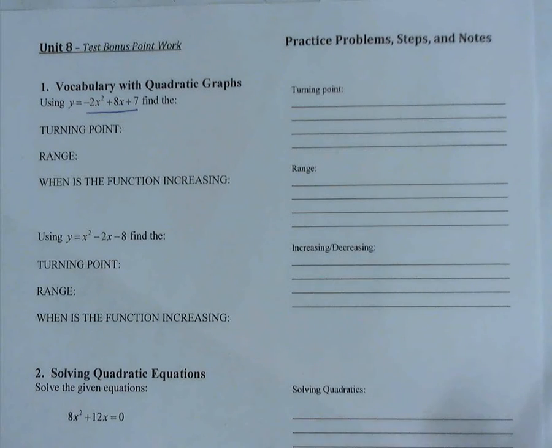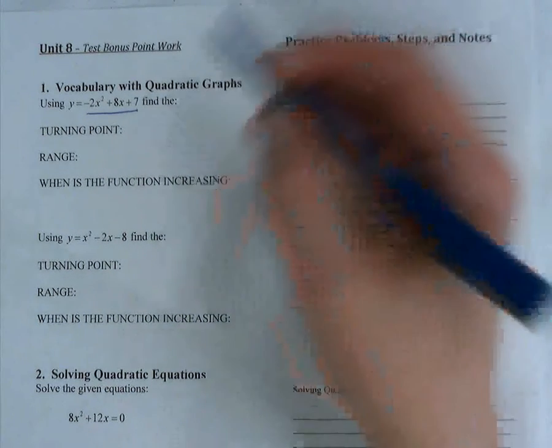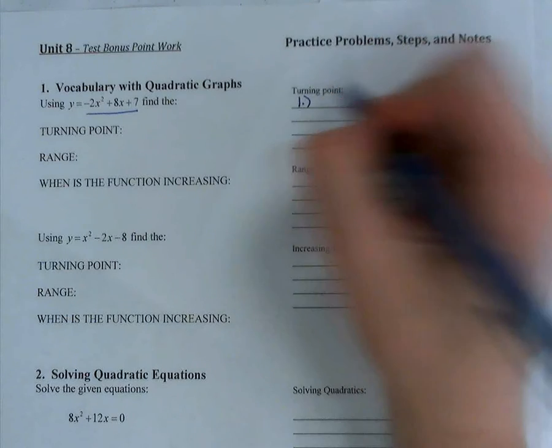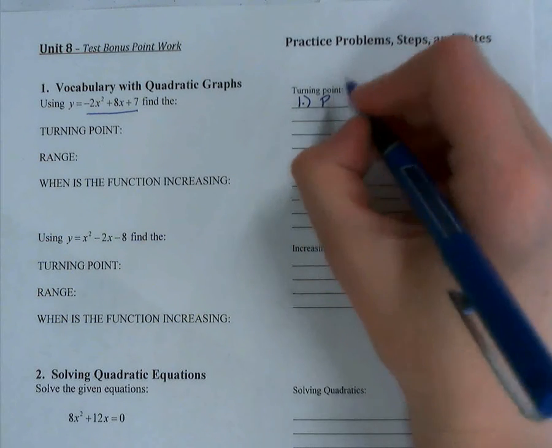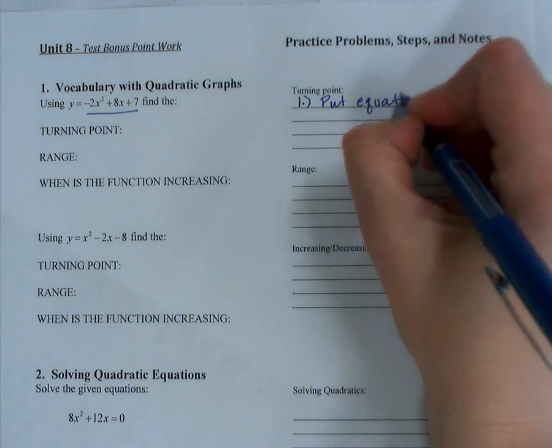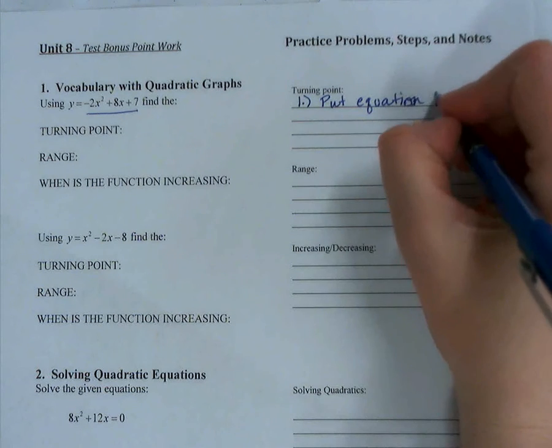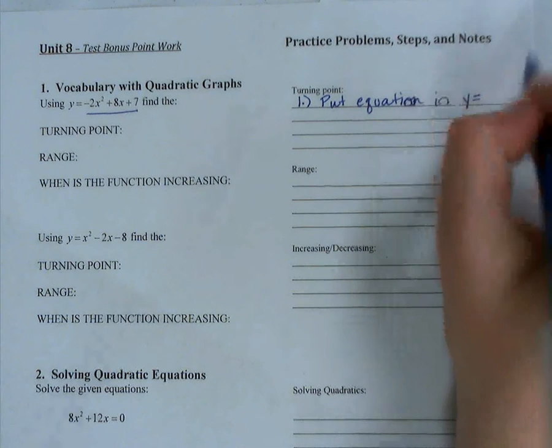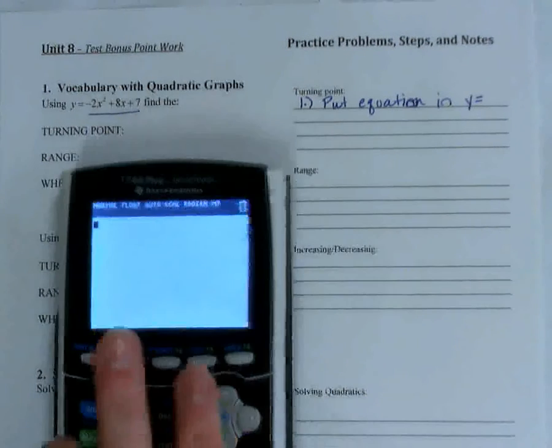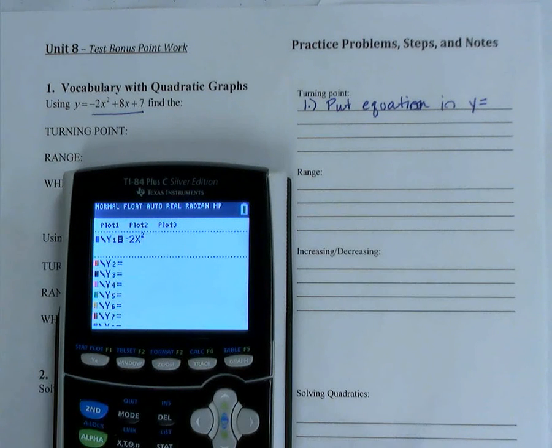Okay? So now, the first thing we're going to do, we're just going to jot down some notes. When you're trying to find the turning point, when they give you the equation, the first thing you want to do is put the equation into y equals. So I'm going to go ahead and do that. I'm just going to type in here negative 2x squared plus 8x plus 7.